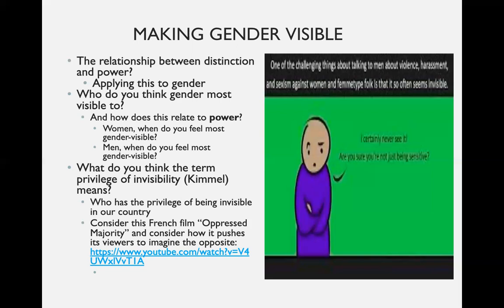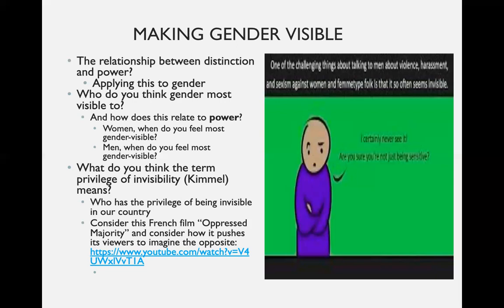Now, if you want to imagine a world that's the opposite, I invite you to check out this short, I think it's like 11 to 12 minutes, French film called The Oppressed Majority. It is in French. It does have subtitles. I normally show this in my class because it really flips this whole thing on its head, right? It imagines a society where women are now in the societal position of power.